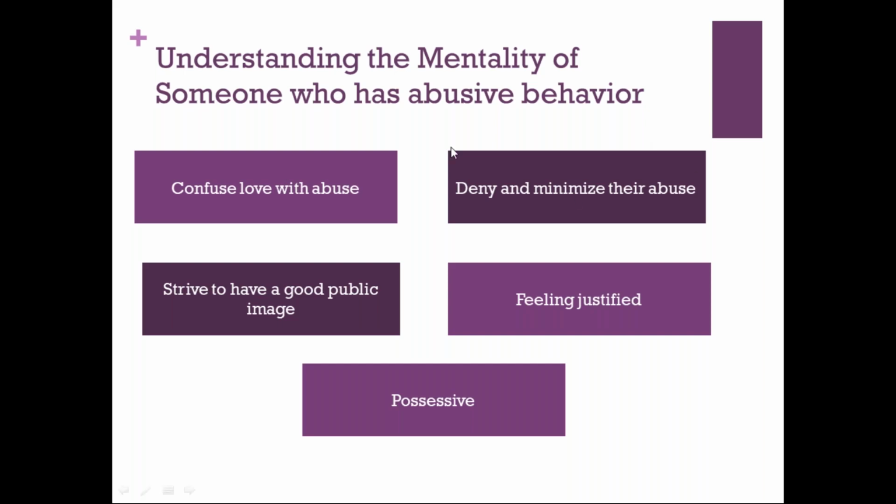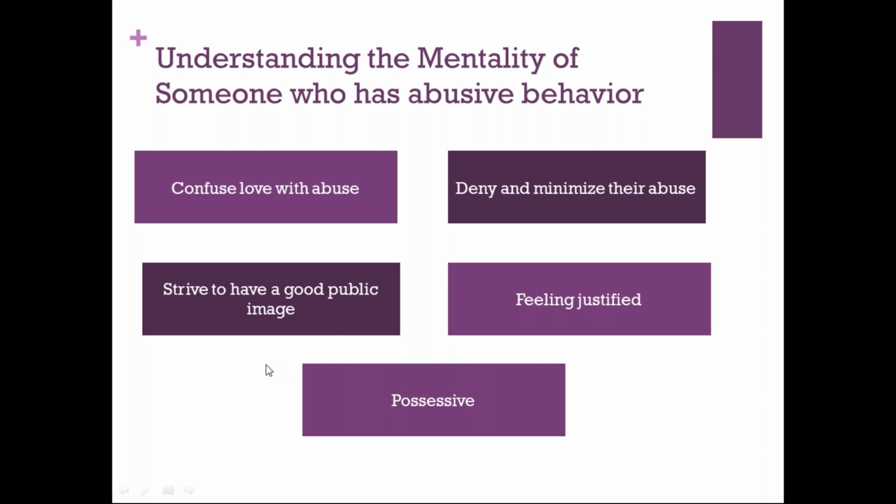Denying and minimizing their abuse. Think about that good-bad dichotomy: "I'm a good person. I'm not a bad person. I just maybe sometimes do bad things, but it's okay. It just happens. But I'm still a good person." And this idea of striving to have a good public image. A big part of domestic violence is isolation, and a big part of it is hiding that domestic violence. Not only does the survivor not want people to know, but the person with abusive behavior doesn't want people to know either. That can change the way people see them, and the way they navigate, interact, and engage with the outside world.